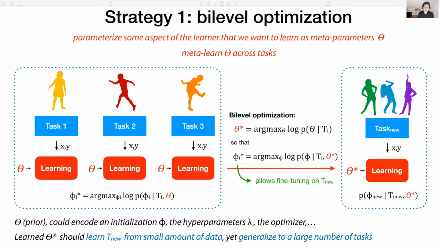The nice part about this approach is that once we have a new task, we can again imbue the learner with these meta-parameters, which we've learned before, but we're also able to then fine-tune this learner further on the new task.